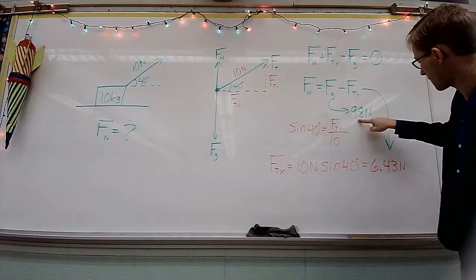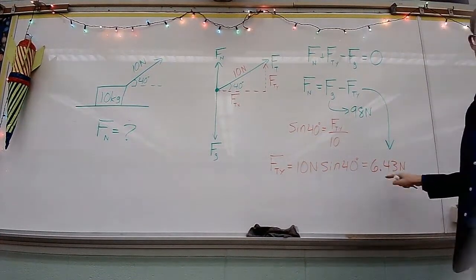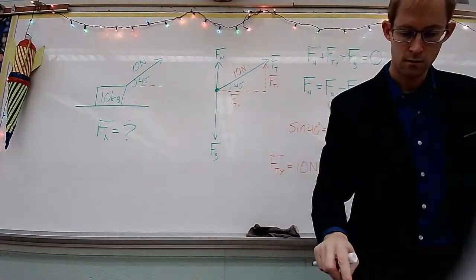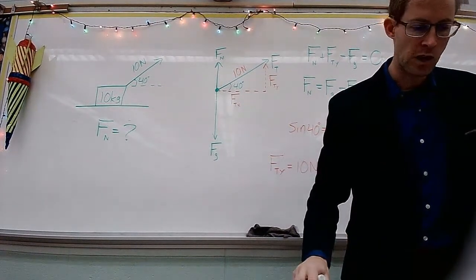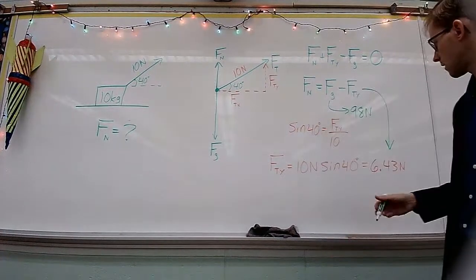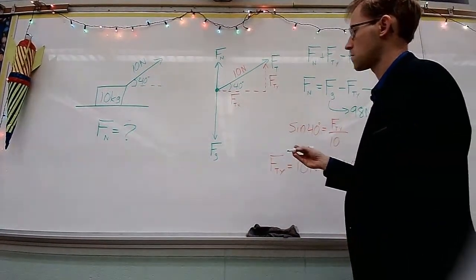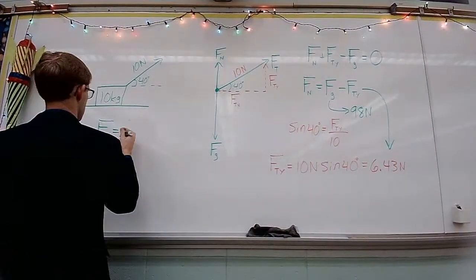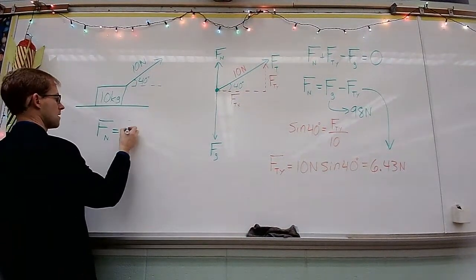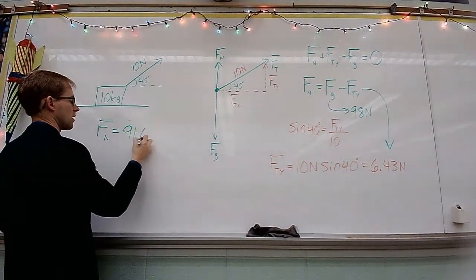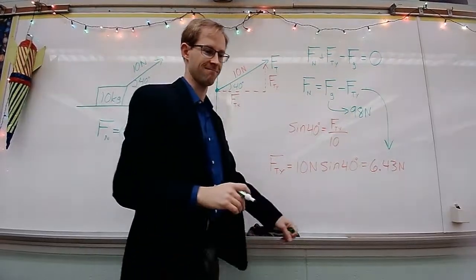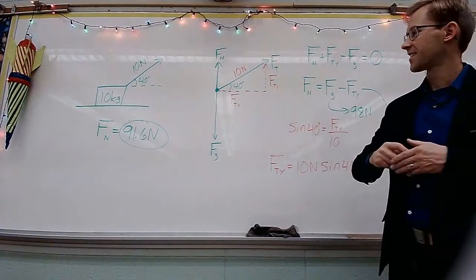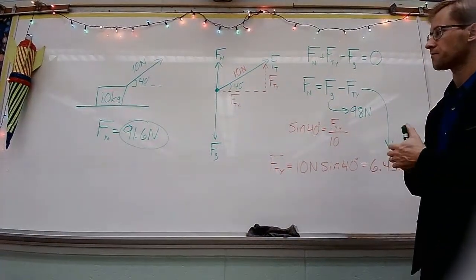So 98 minus 6.43 is going to be 91.6 newtons. So my normal force then, 91.6 newtons. Hurrah! Alright, so there's that one.